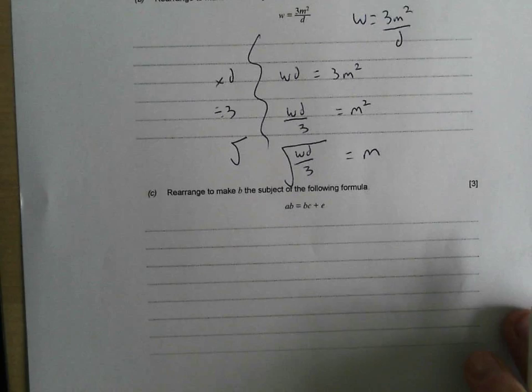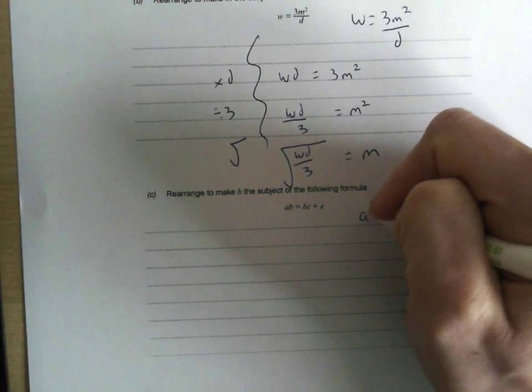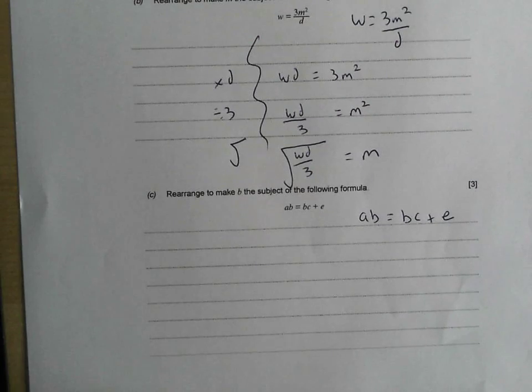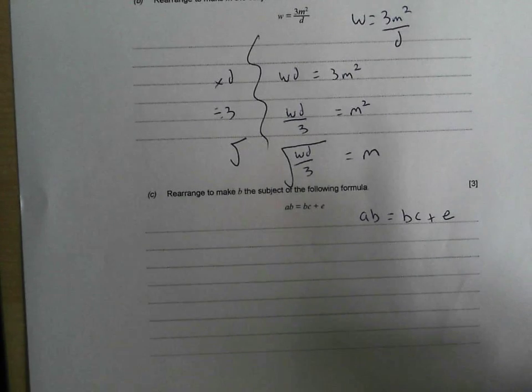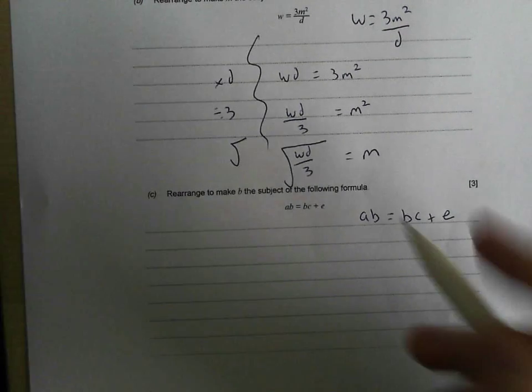Okay? And then finally, what about this one here? Another rearrange. Rearrange to make b the subject of the following formula. Now again, I'll just write this out because I'm right next to this and I can't see it. Plus c. Right, this is a little bit trickier, but we'll be okay. When you've got b occurring in two places, get all your b's on the same side first.